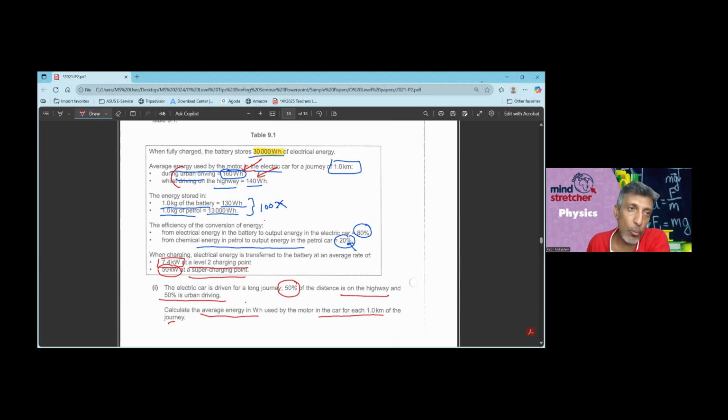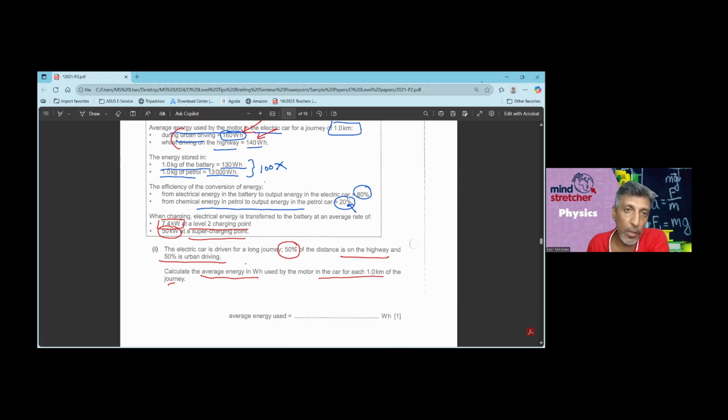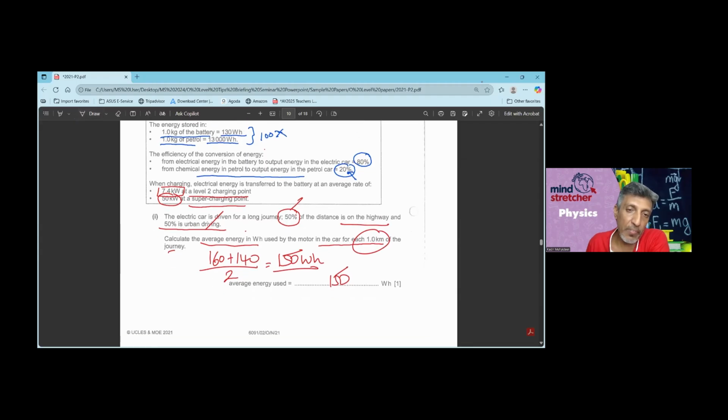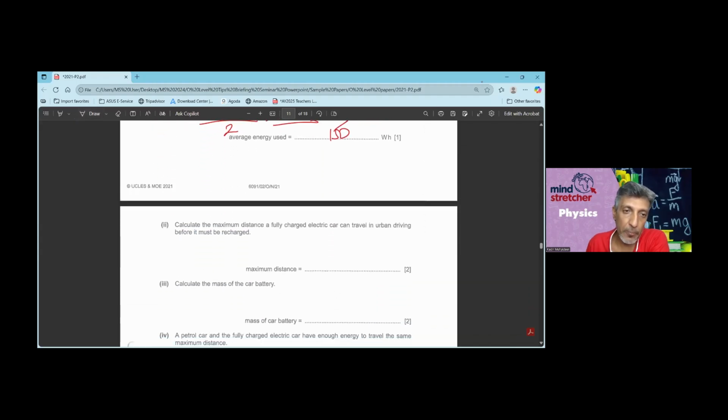Watt hour, sorry, 160 watt hour per kilometer. Highway is 140. So basically, 50%, 50%, it's just taking the average. So it's 150 watt hour. Okay, 150 watt hour. So you're using half of urban driving, half of highway driving.